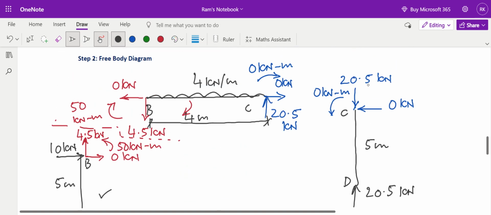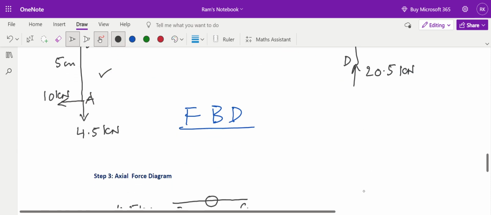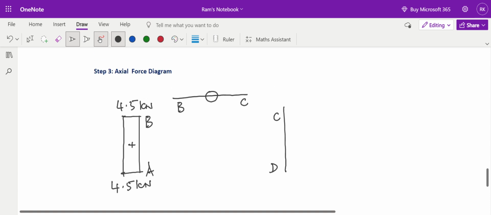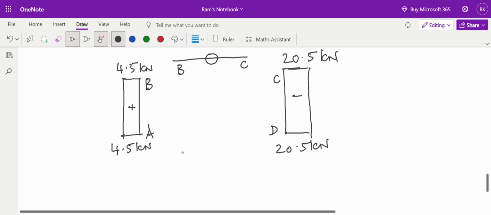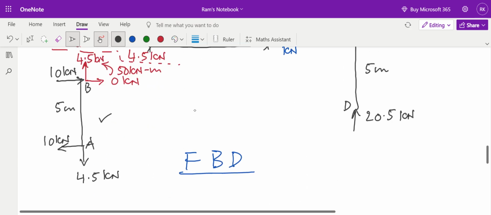Look at it. This 20.5 kilonewton axial force is the force which is acting parallel to the axis of the member. 20.5 kilonewton and 20.5 kilonewton, both of them are creating compression, and my sign convention is that compression is negative. So this I will indicate by a negative sign. This is 20.5 kilonewton and this is 20.5 kilonewton. So both the axial forces are negative. So this is my axial force diagram. My friends, once you draw the free body diagram, everything becomes very simple.